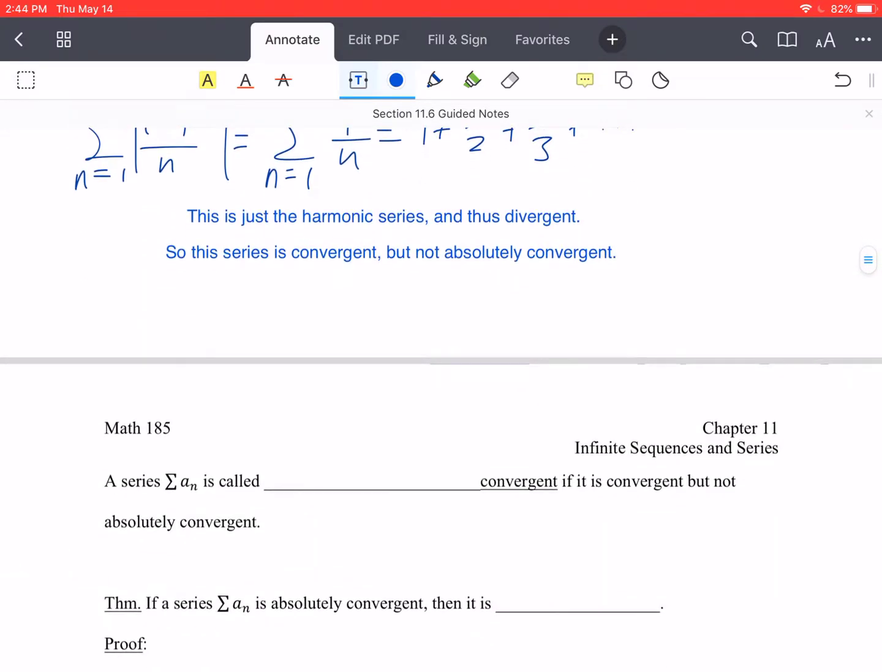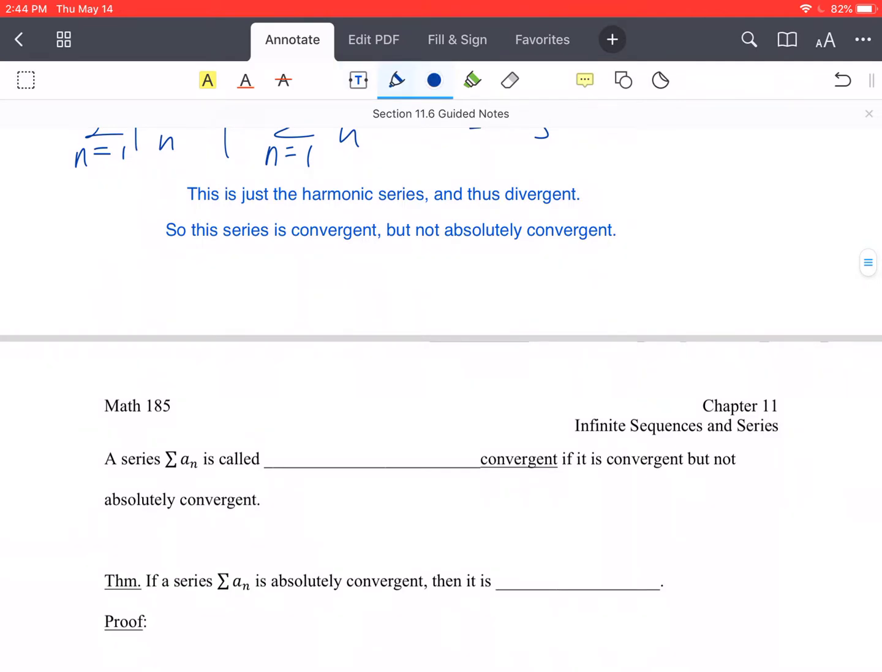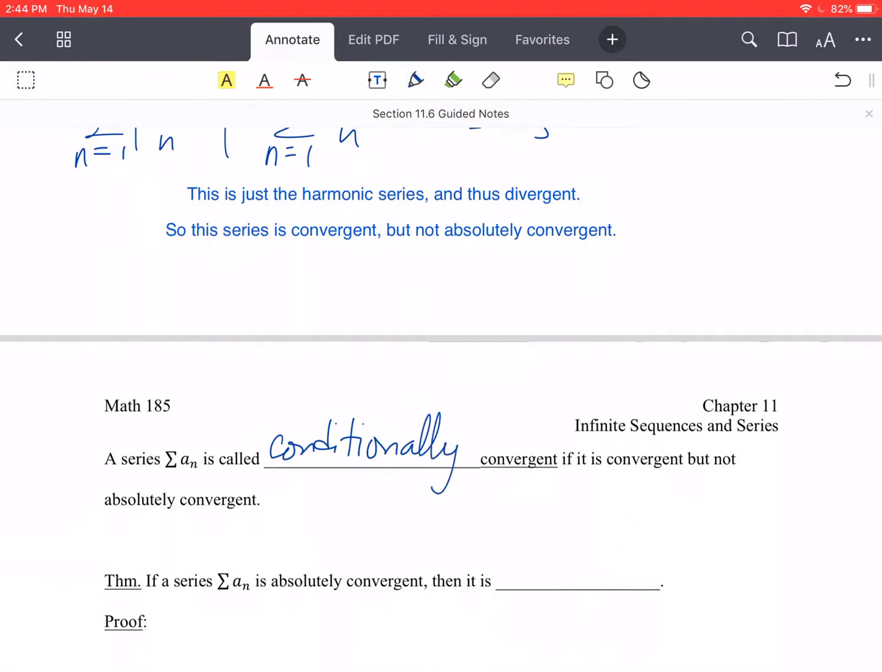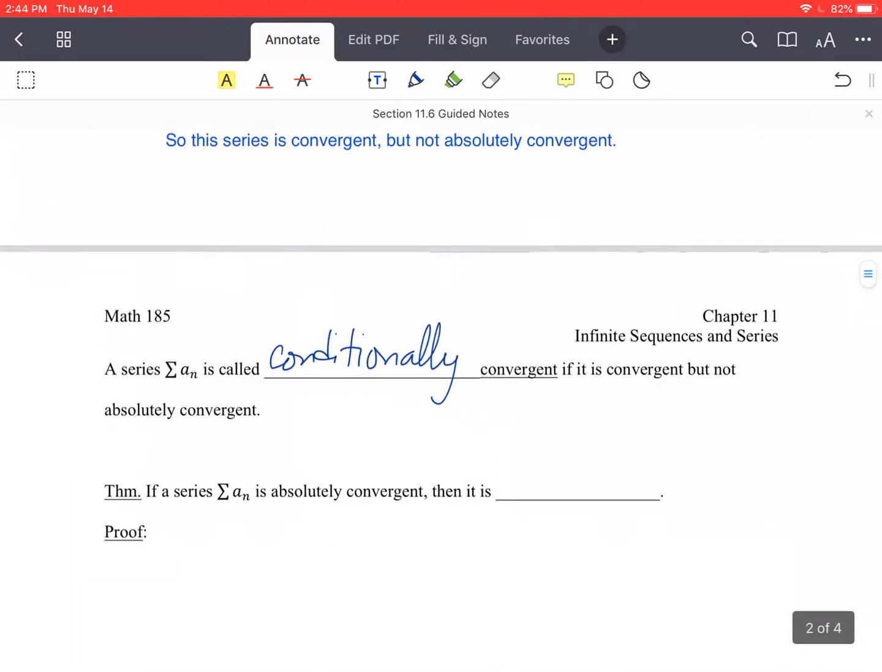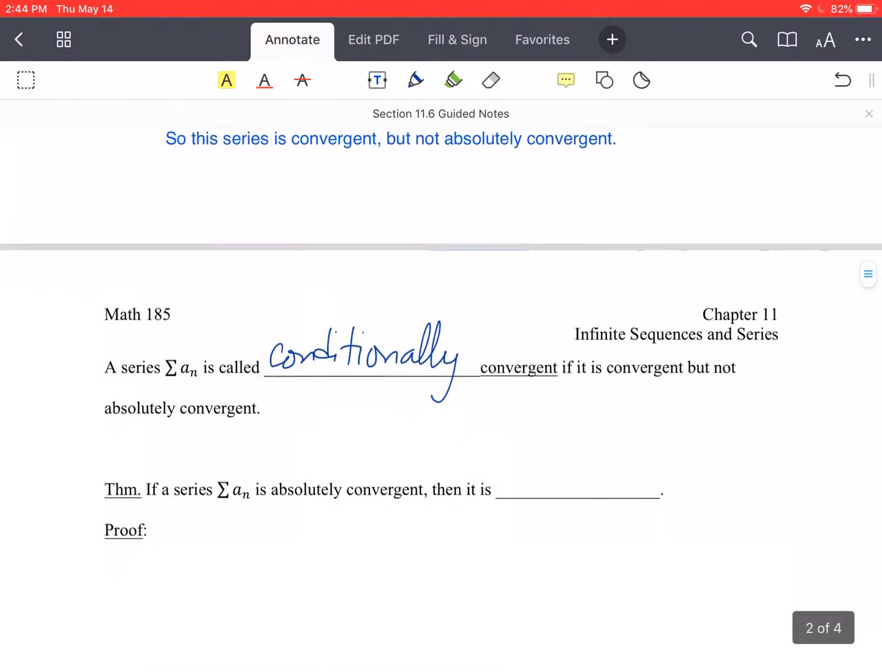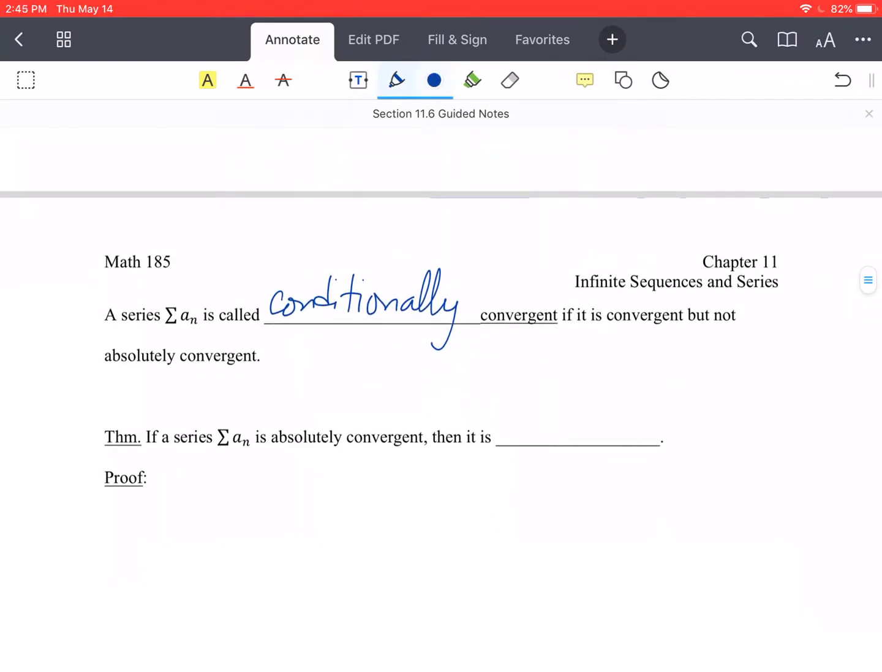Okay, and this type of series actually has a special name. A series that is convergent but not absolutely convergent is called conditionally convergent. So for example, the alternating harmonic series is considered conditionally convergent. Now, why do we care about whether a series is absolutely convergent or not? Well, because of this theorem. This is a very good theorem for us. If a series is absolutely convergent, then it is convergent.